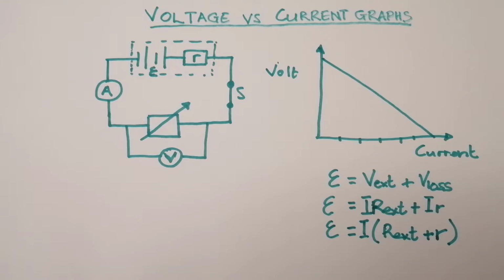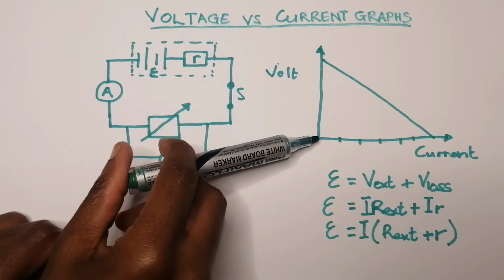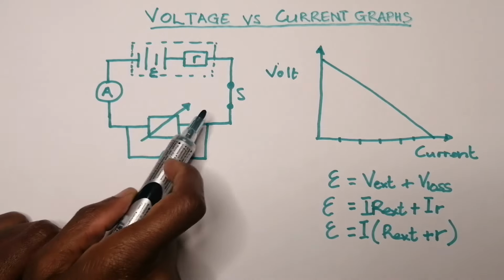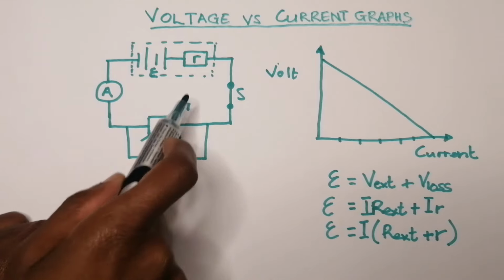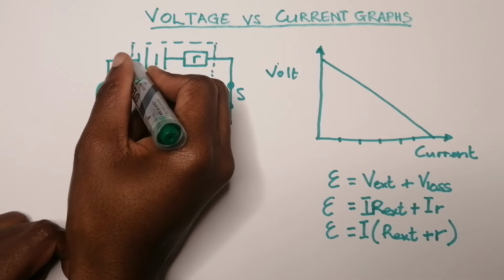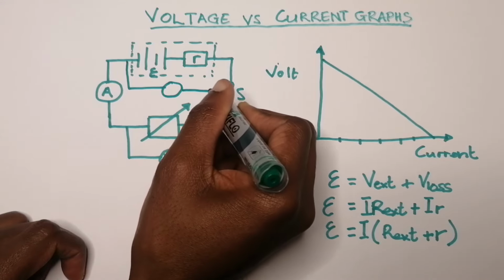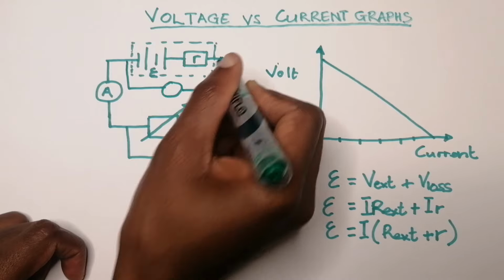Right, so let's start here. When is the current 0? When I open this switch here, remember there's no current flowing in our external circuit. In fact, I think it would make more sense if I were to put this voltmeter over there. It would actually read the same thing.